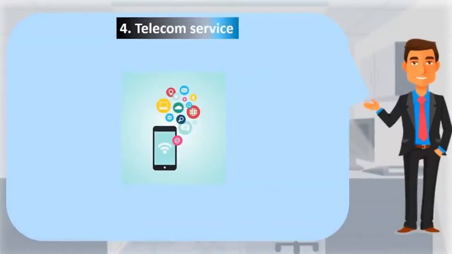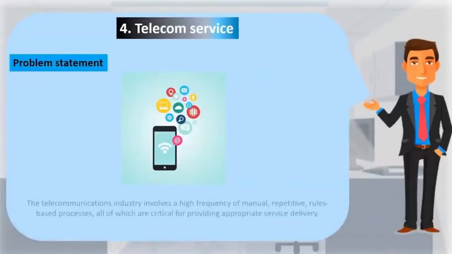The fourth example is telecom service. The telecommunications industry involves high frequency of manual, repetitive, rules-based processes, all of which are critical for providing appropriate service delivery. Thus, the foundation of telecommunications is made up of processes that are highly amenable to automation. For telecommunication companies looking to improve their customer service, high reliability and accuracy of process outcomes are required.